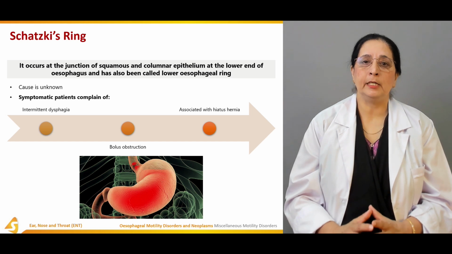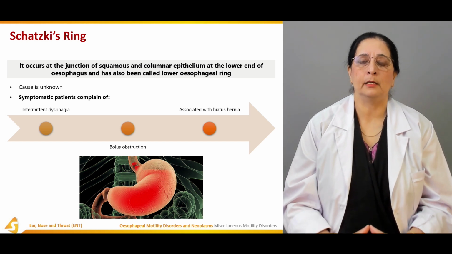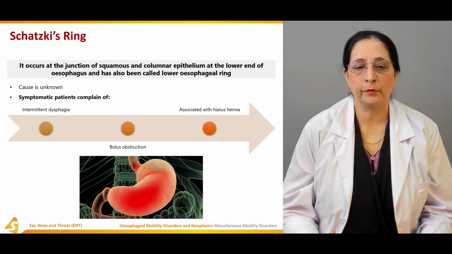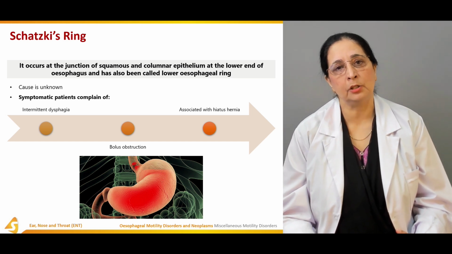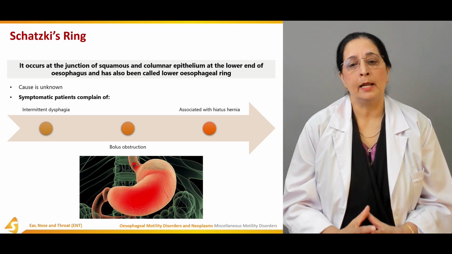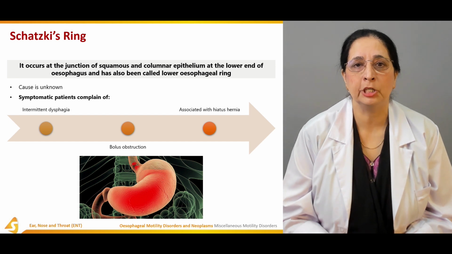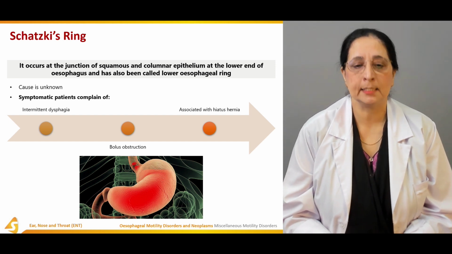So all these three conditions are associated with dysphagia. They can cause stricture formation and obstruction of the passage of the food, and they are mostly associated with the condition known as hiatus hernia.